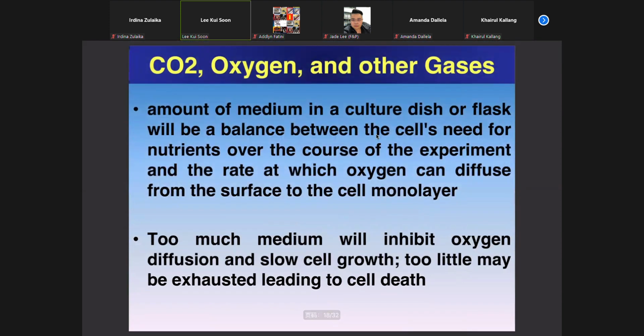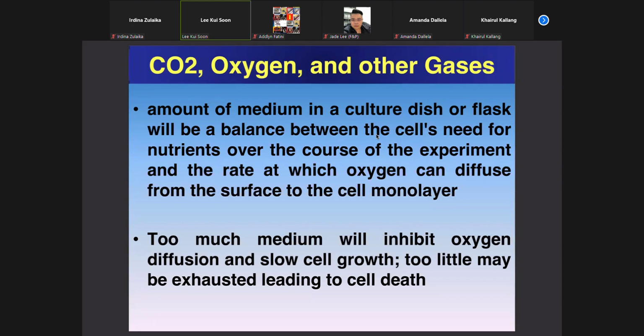So the amount of medium, and the flux, will be a balance between the cell's need for nutrients over the course of the experiment and the rate at which oxygen can diffuse from the surface to the cell monolayer. Too much medium will inhibit oxygen diffusion and slow cell growth, but too little may be exhausted, leading to cell death. That's why you need to be very cautious, yeah.